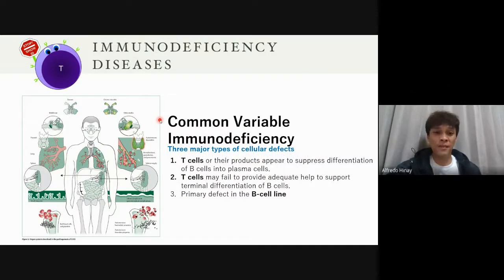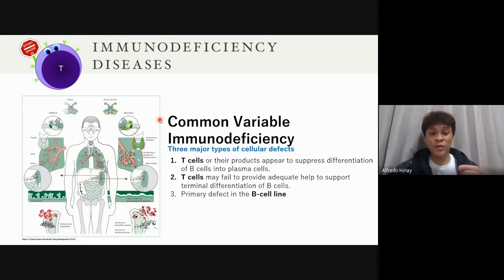So the major problem of your common variable immunodeficiency, meron tayong tatlo class. First, either your T cell or their products appear to suppress differentiation of your B cell into plasma cell. Na-discuss ko kanina that your T cell will always influence your B cell maturation. So ang problem class, hindi B cell ang problem, ang problem si T cell. Si T cell hindi nagre-release ng specific cytokines for the B cell to mature. Si B cell nag-aantay, di ba? Nag-aantay siya kay T cell, pero si T cell, hindi siya nagpa-function well, kasi B cell naapektuhan.